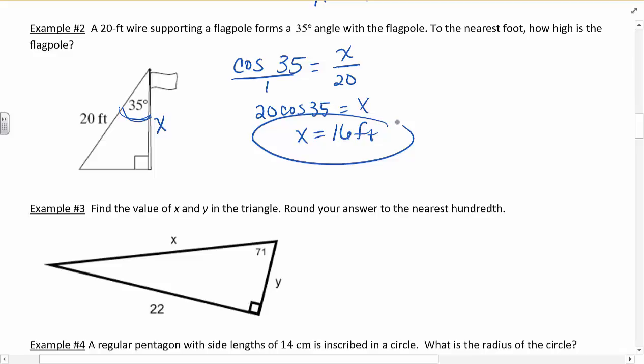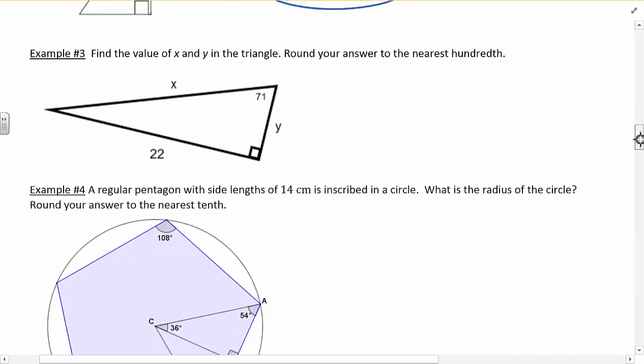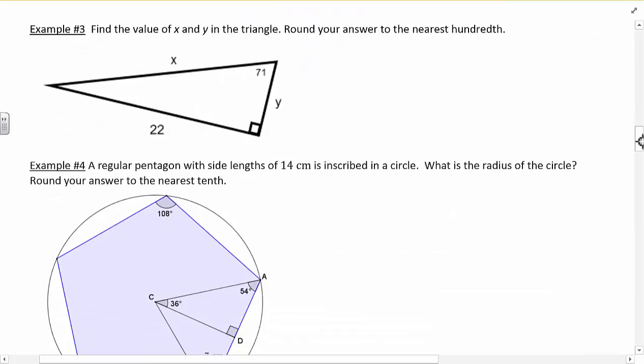All right, this one says find the value of x and y in the triangle. Round your answer to the nearest hundredth. I think I can do that. So x and y, let's just pick x because alphabetically it comes first and deal with that. So from the perspective of 71, x is the hypotenuse, 22 is the opposite. Opposite and hypotenuse is O and H. We're dealing with sine.